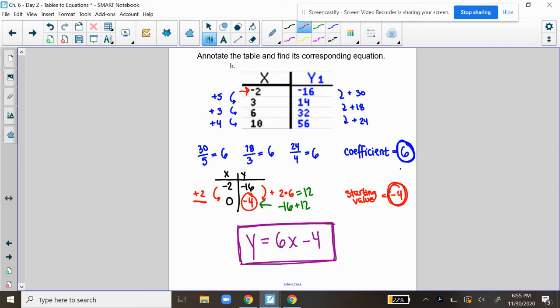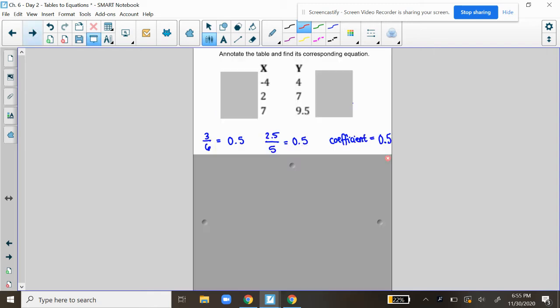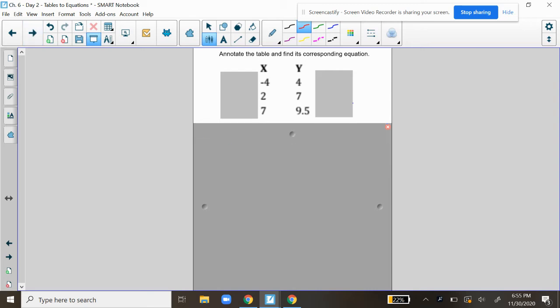So when I put this all together, my equation should be y equals 6x minus 4. We're going to do that shortcut thing a couple more times, so hopefully you get the hang of it. So pause the video again here, and try to figure this one out on your own.